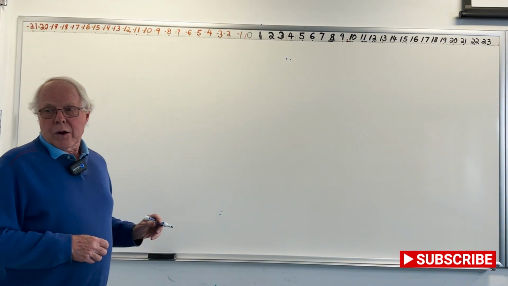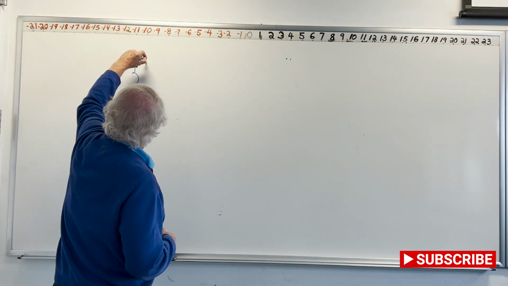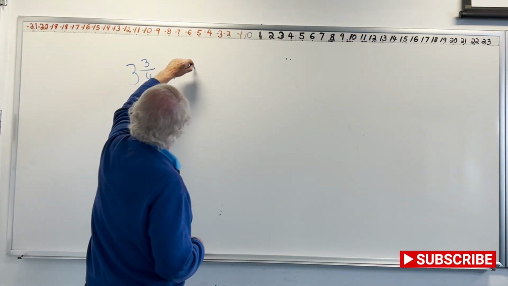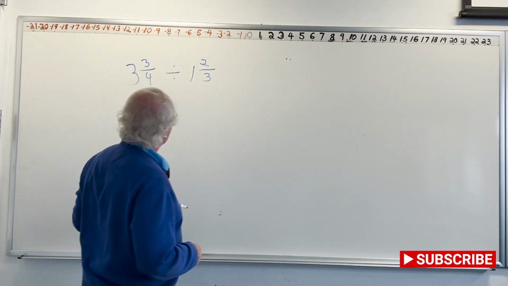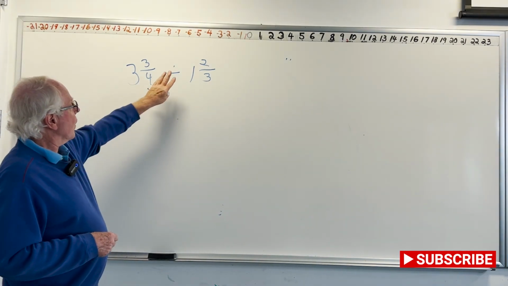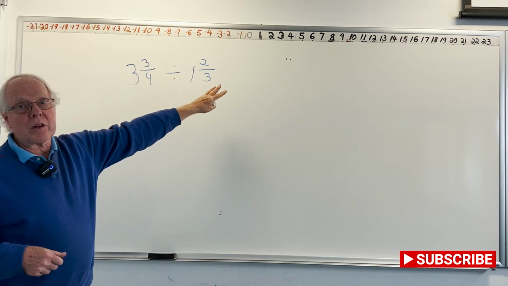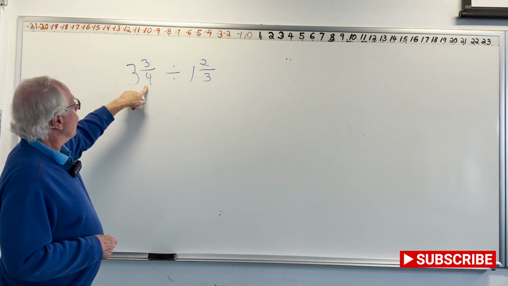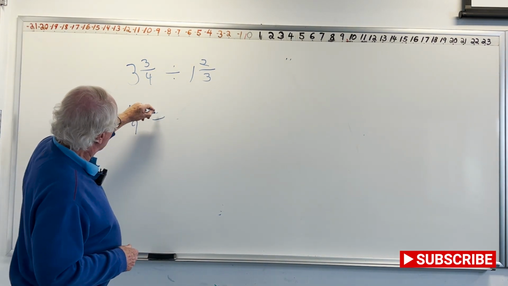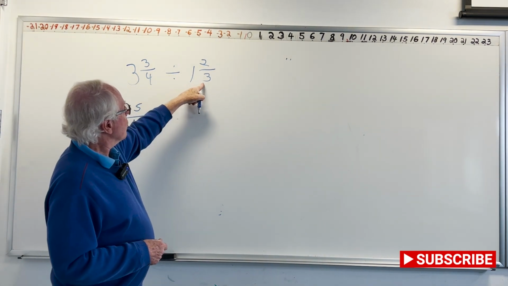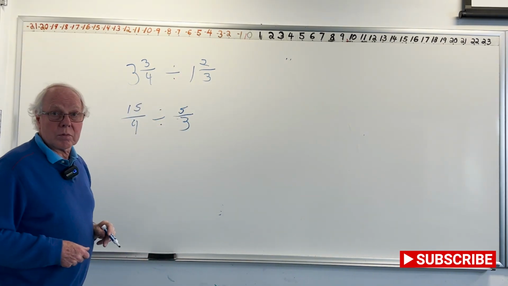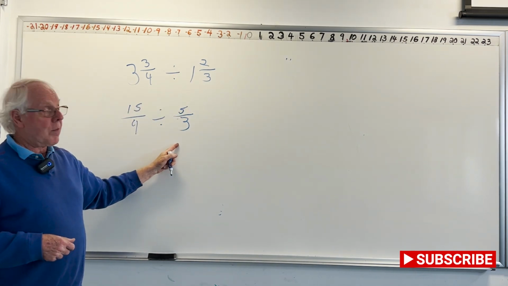How about, here's a little bit more complicated one. 3 3/4 divided by 1 2/3. Now pretty soon you'll be doing this all in one step, but for now I like to go a step at a time. And I'm going to leave the sign the same for the time being and get rid of these mixed numbers. 3 times 4 is 12, plus 3 is 15, so 15/4 divided by 1 times 3 is 3, plus 2 is 5, 5/3. All we did is change these mixed numbers to improper fractions.